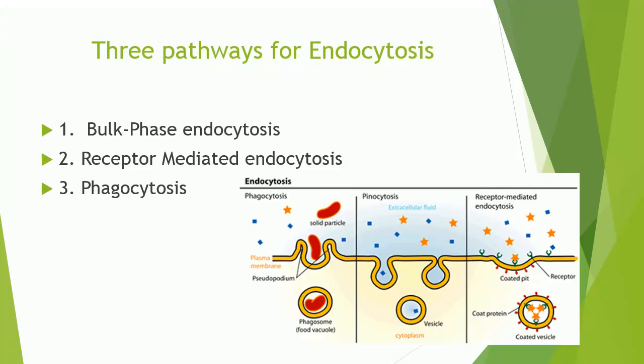And then you have receptor-mediated endocytosis. And if you look at the diagram, it'll explain that, where you have these coated proteins and a coated vesicle, and then they are going to see a receptor there, and it's going to recognize it and bring whatever it needs to into the cell.